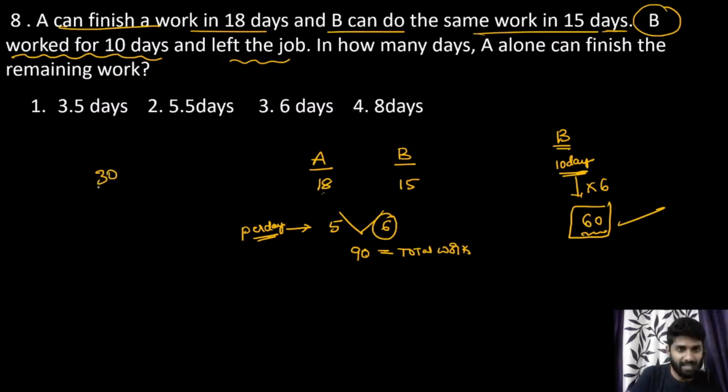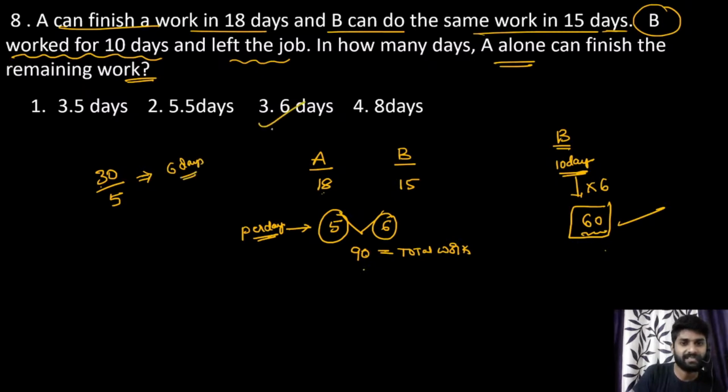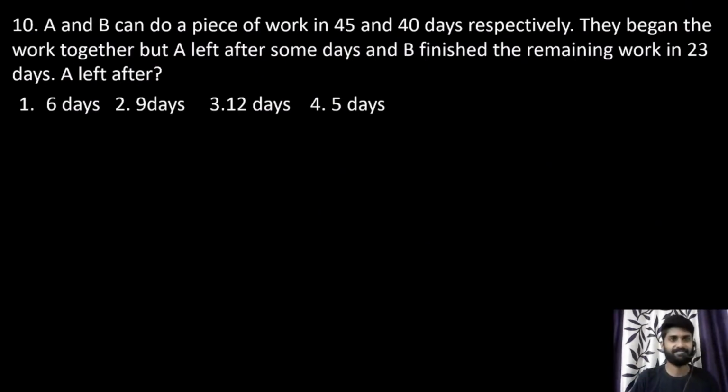Now these 30 units of work, A alone can finish the remaining work out of 90. 60 units done by B, remaining 30 units done by A alone. A can do 5 units per day. For 30 units of work, they complete it in 6 days. The answer becomes 6 days. Next one.